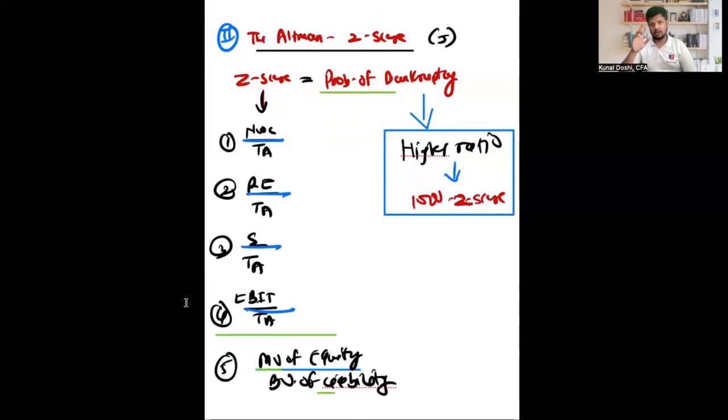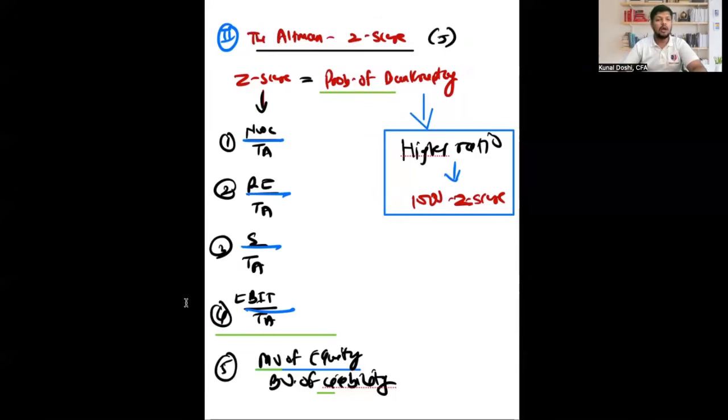Understood this? So in Beneish, I want the M-score to be low. That is about financial reporting quality. Altman is about earnings quality. I want the ratios to be higher, because the Z-score is derived from the ratios. Basically, the higher the ratios, the lower will be the probability of bankruptcy.